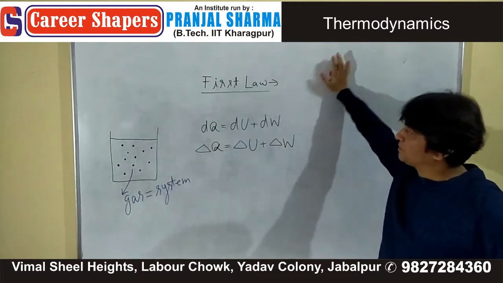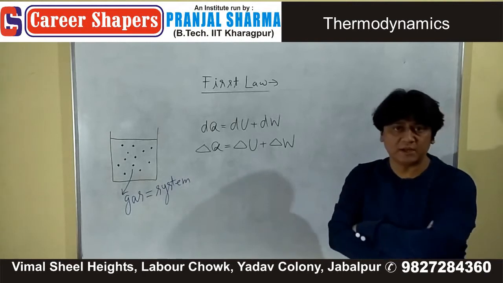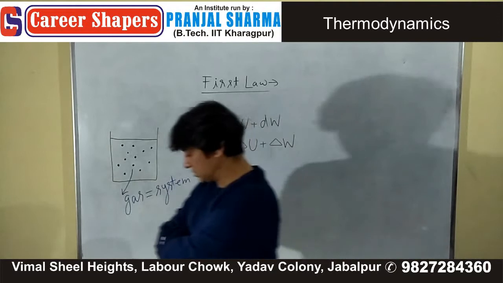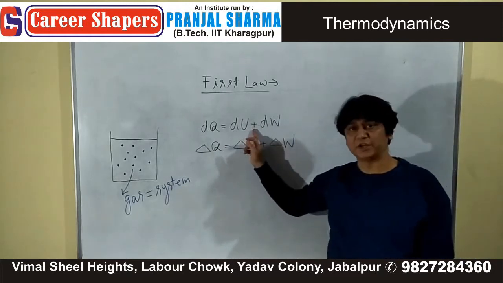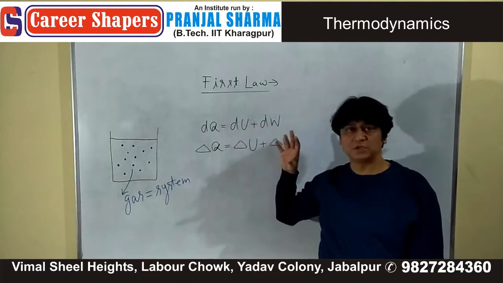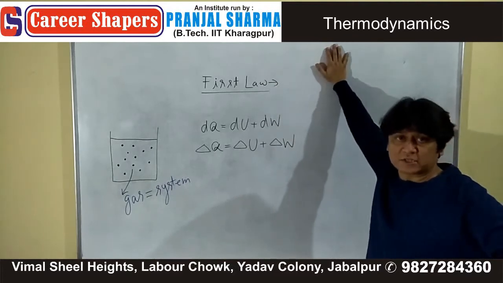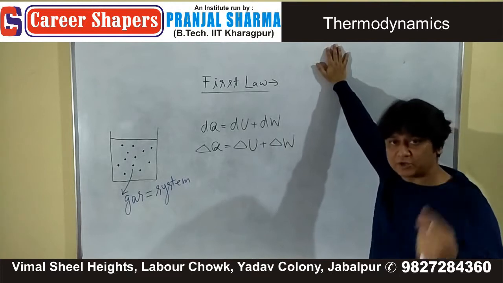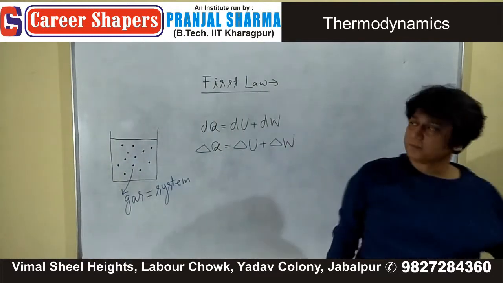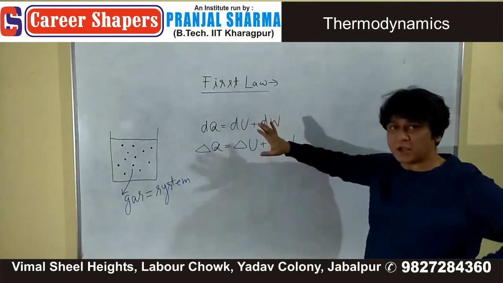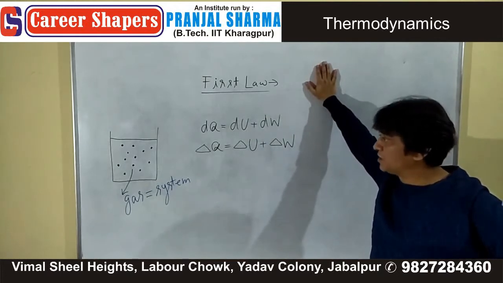Now, next thing, du. What is du? du is change in internal energy of the system. U for internal energy, D for change. du is change in internal energy of the system. Internal energy of a system depends on its temperature. We'll develop a function for that later. But right now, just write down the statement. Internal energy of the system depends on its temperature.